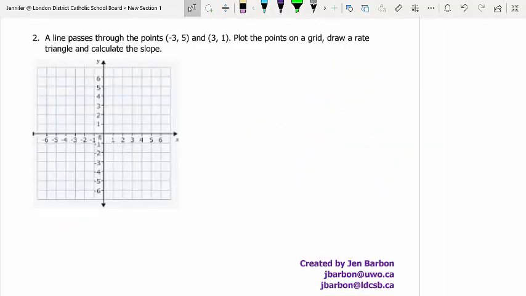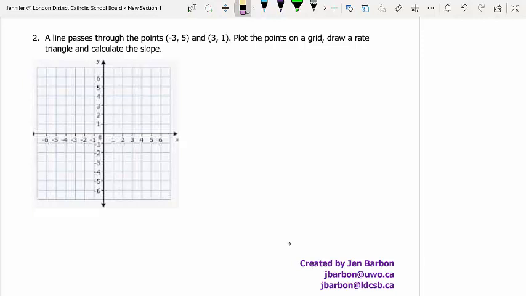So another type of question I could ask you is, instead of giving you a triangle and asking you to calculate the slope, I could give you a graph and ask you to calculate the slope between 2 points. So, question number 2. A line passes through the points (-3, 5) and (3, 1). Plot the points on the grid, draw the rate triangle, and then calculate the slope.